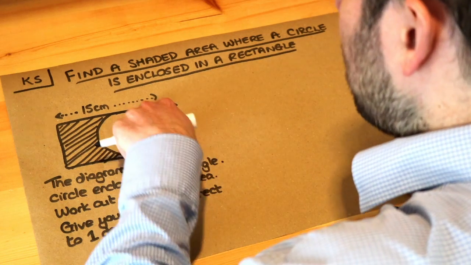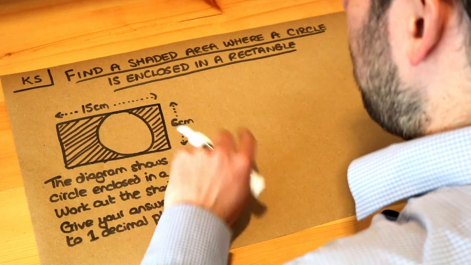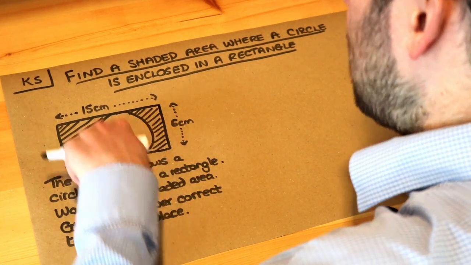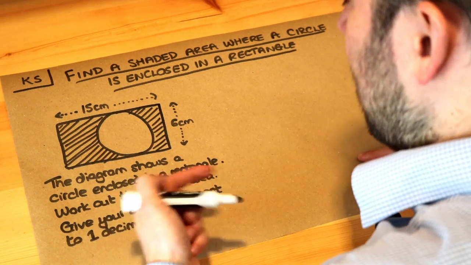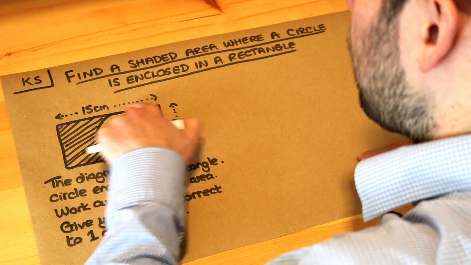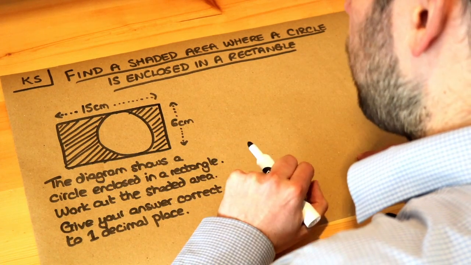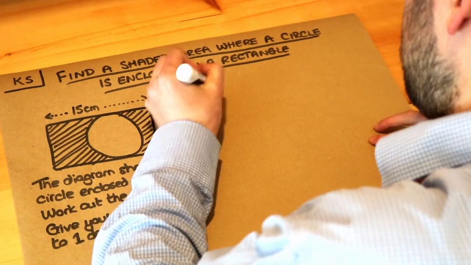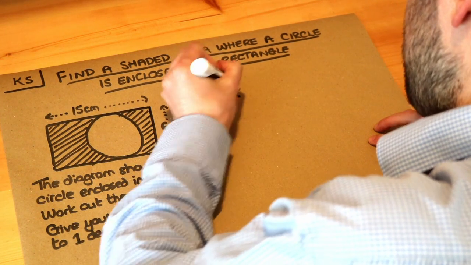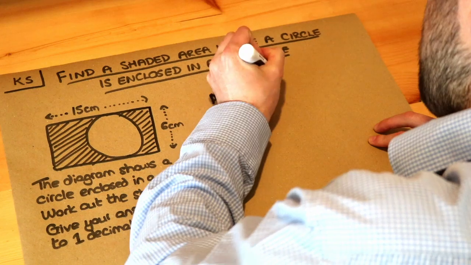Well, let's think how we would actually make this kind of shaded shape. We'd start with the rectangle, we'd cut out the circle out of it, and we see what's left. So in this particular case, we want to find the area of that. We start with the area of the rectangle and we subtract the area of the circle. So let's do the area of the rectangle first.